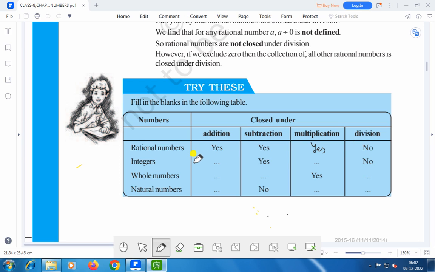For integers, for addition, it is yes. For subtraction, it is yes. For multiplication, it is yes. And for division, it is no. For whole numbers, for natural numbers, addition, yes. Subtraction, no.